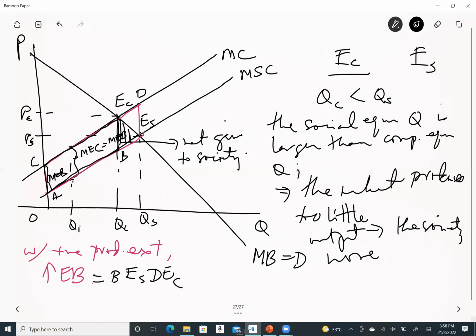Because the other area will go to the firm. Right? Will go to the firm. So that is our gain to the society. So when you consider the positive production activity, there is a net gain. There is a net gain to the society. Okay. Any question? Any comment?